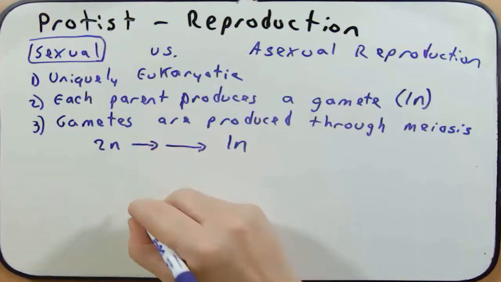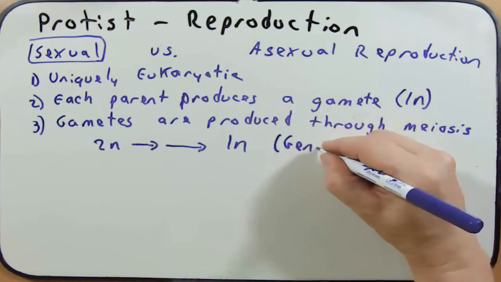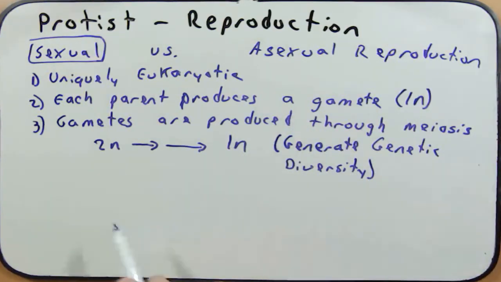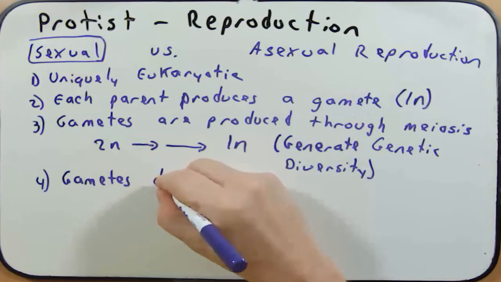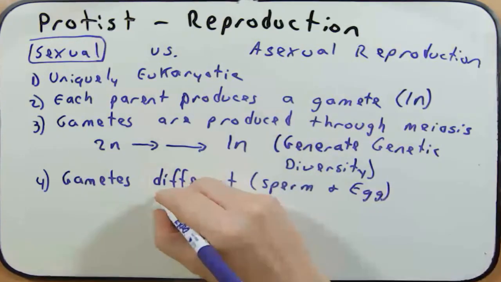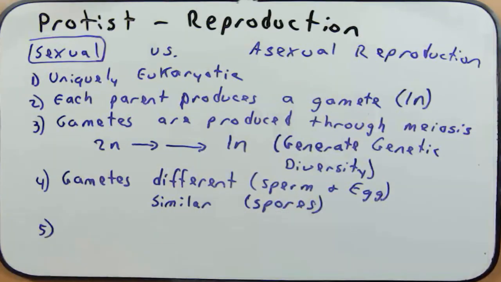It's also important to remember that in this process, we generate genetic diversity. When you take genetics, you'll go into much greater detail with meiosis. Gametes can be different, like sperm and egg, or they can be similar, like spores. Finally, gametes fuse to form a diploid offspring.